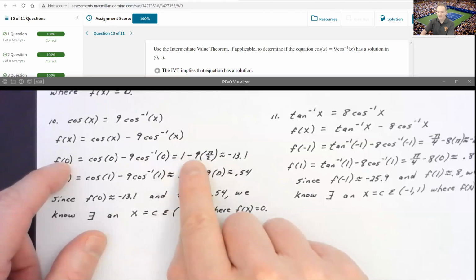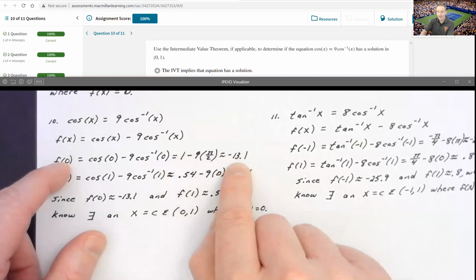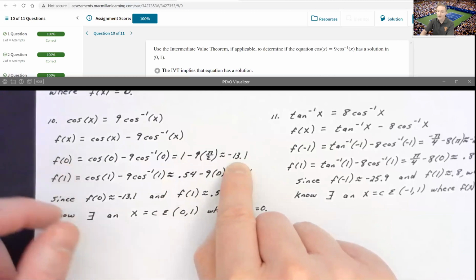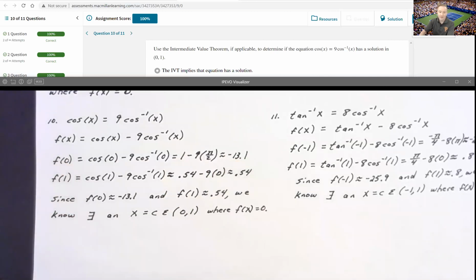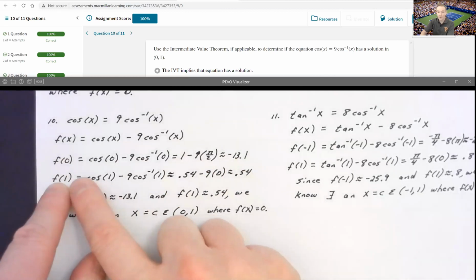So I have 1 minus 9 times pi over 2. That gives me a pretty dramatically negative number. I approximated it to negative 13.1. So now I need to find a value at which the cosine is going to be positive. So I just said, well, what about at 1 radian?